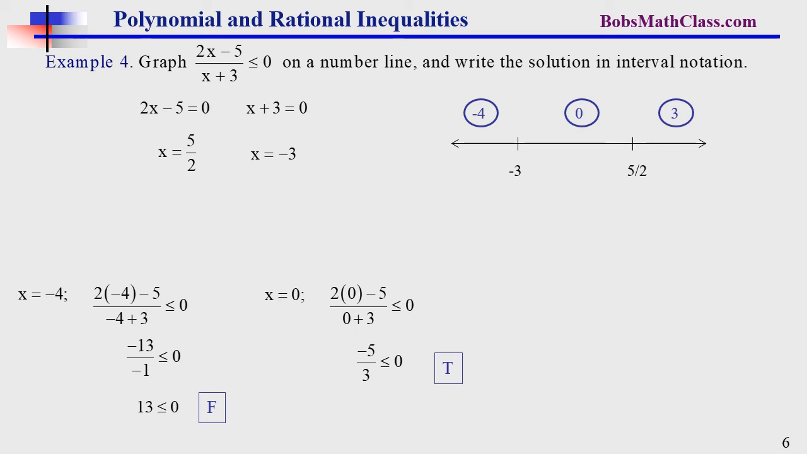One last number. The answer should be what? True or false? Yeah, I already gave you the secret, right? It's going to be false, but let's do it anyways. 3. Again, replace each x with a 3. 2 times 3 is 6, and 6 minus 5 is 1. We get 1 on top. And 3 plus 3 is 6. 6 on the bottom, so 1 sixth. Smaller than 0? No, false. So there's that pattern: false, true, false.